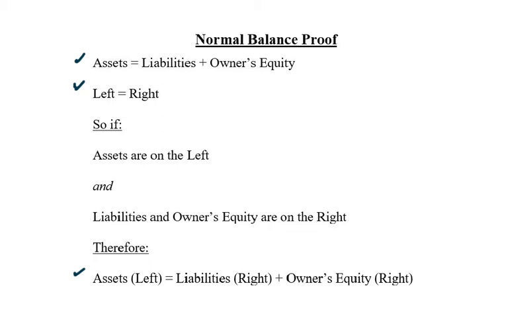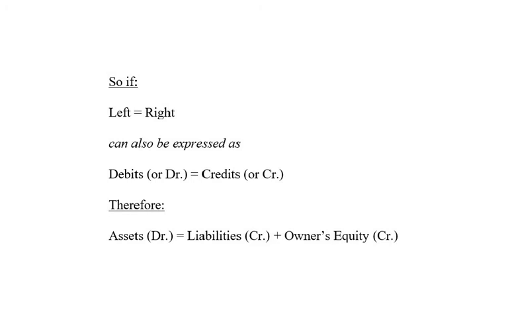Based on that, what I'm going to do is just a little swap. Left equals right can also be expressed, and that's the reality of debits and credits, as debits (DR) equals credits (CR). Therefore, I'm just substituting as our last step. That means assets, the normal balance should be a debit, liabilities a credit, and owner's equity a credit. So again, that's the logic behind where you come up with that.